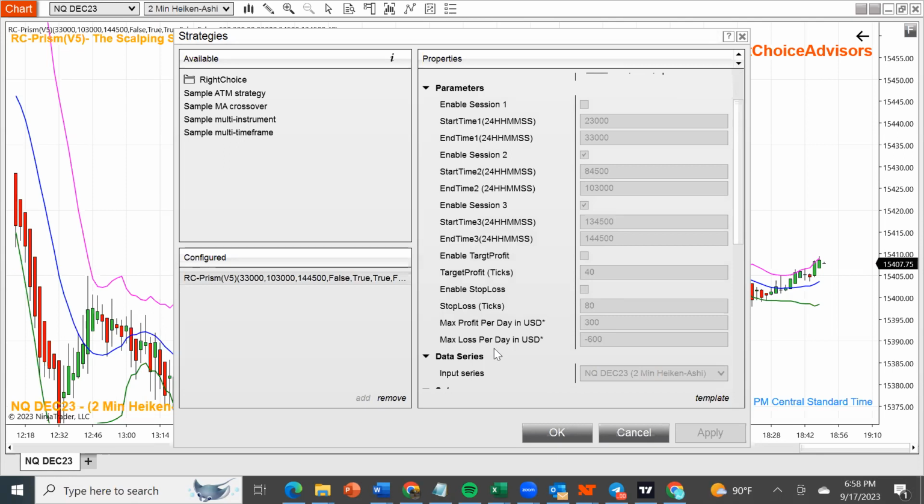Profit and loss is calculated from 12 a.m., yeah, from 12 a.m., in 24-hour time format.